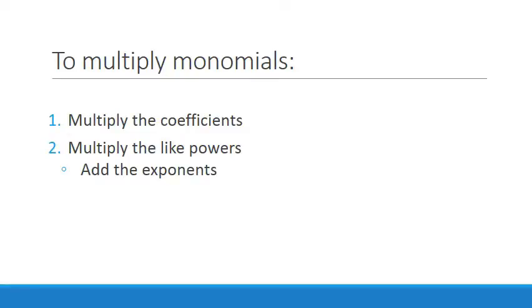And here you can see the steps that we used. To multiply monomials, you multiply the coefficients, then you multiply the like powers. And when you multiply like powers, you really just add the exponents.